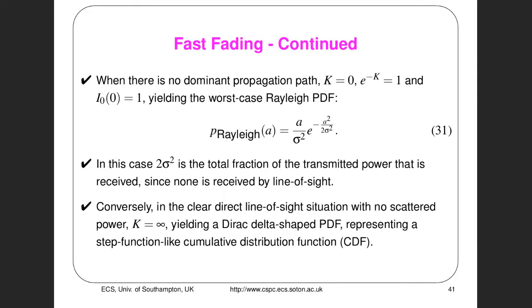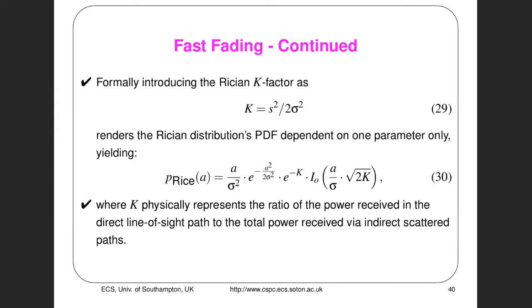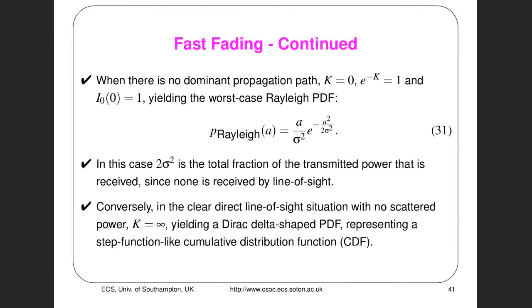So here, we say when the K factor becomes zero, there will be no line of sight at all. So S equals zero, which is the mean of the fast fading variable. Then the Rician distribution becomes the Rayleigh distribution, and when fading follows the Rayleigh distribution, the fading is also called Rayleigh fading. So this is also a very important distribution function.